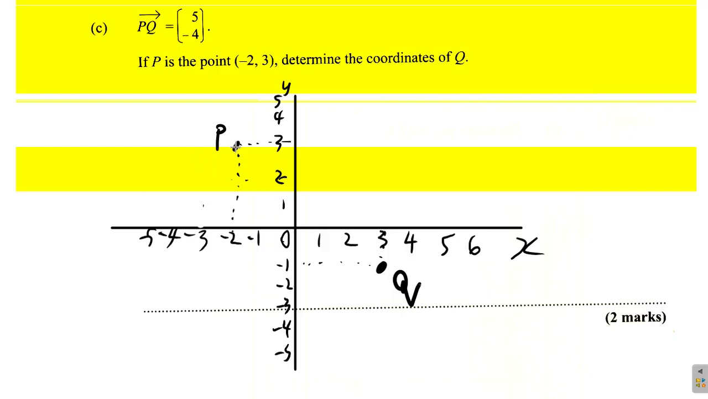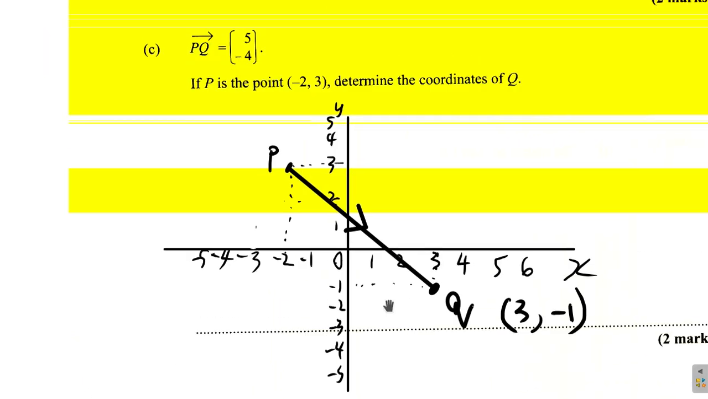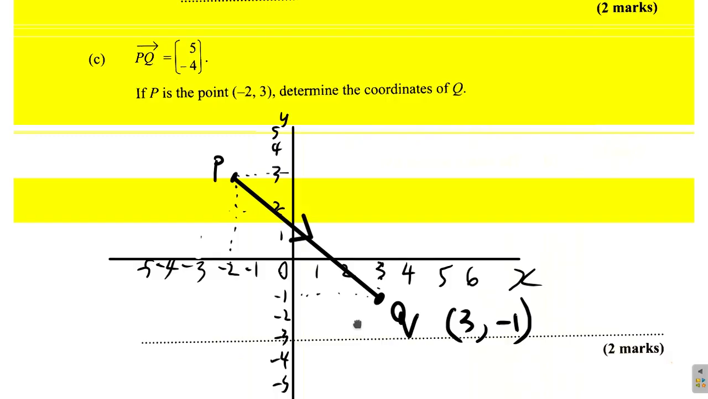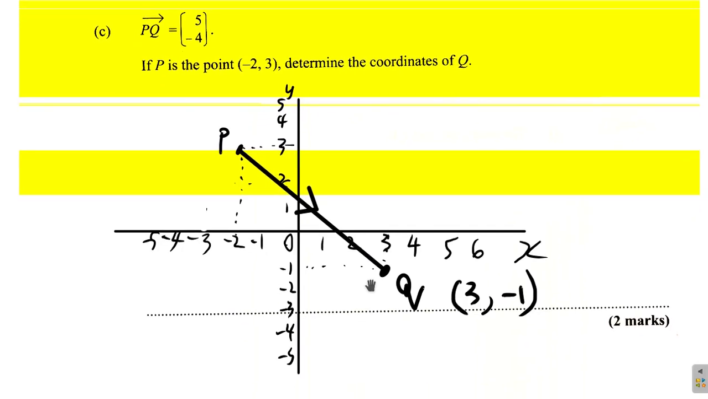So the vector PQ would be this vector then. Alright? So you see that? So let's state the coordinates of Q. It would be 3, negative 1 would be the coordinates of Q. Alright? So that's part C. We'll continue with the question in the next video.